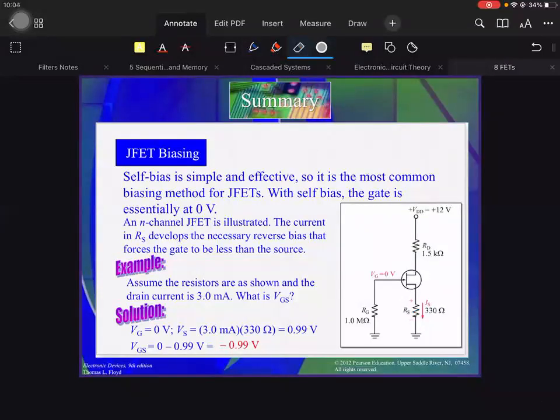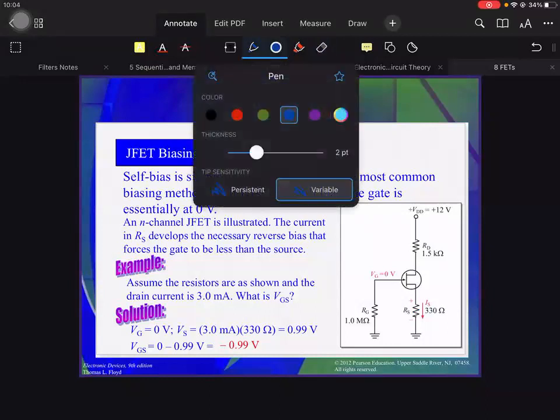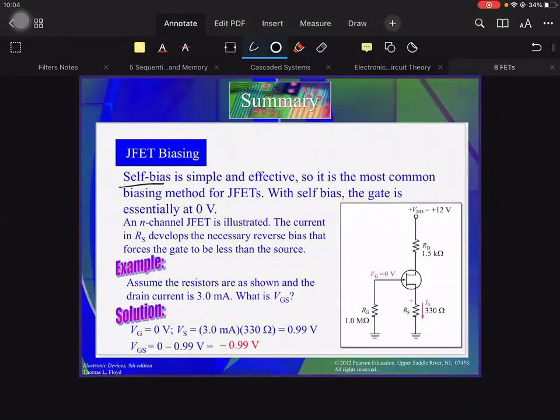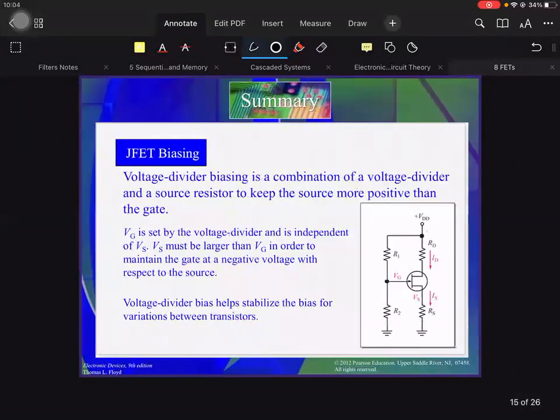Self-biasing is a type of amplifier configuration for the JFET. The equivalent of this in the BJT is the emitter bias. Self-bias is simple and effective, so it is the most common biasing method for JFET. With self-bias, the gate is essentially at 0 volts. So self-bias again is the JFET equivalent of the emitter bias of the BJT. We'll solve later, skip for now.